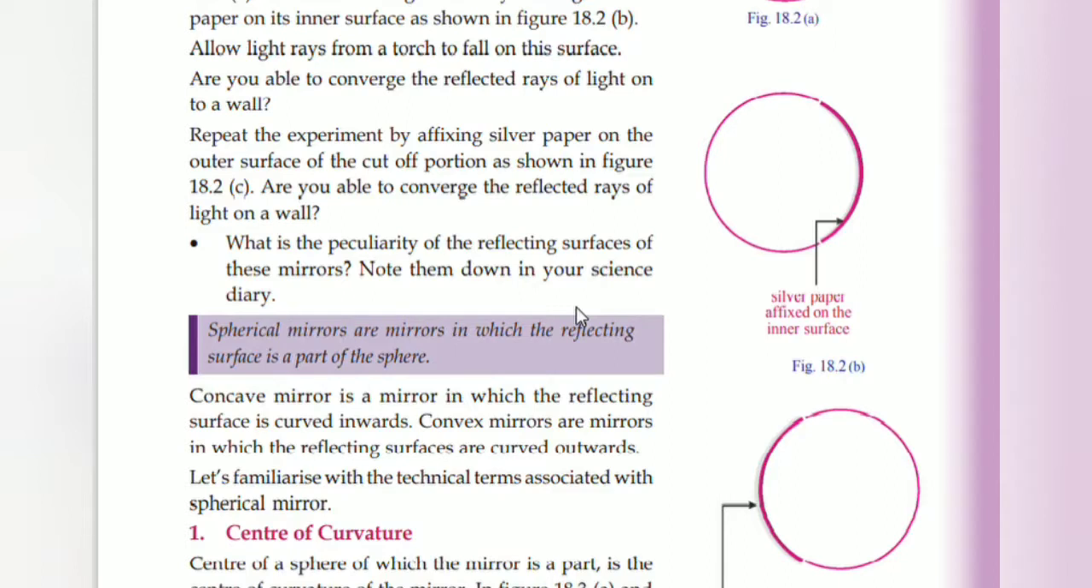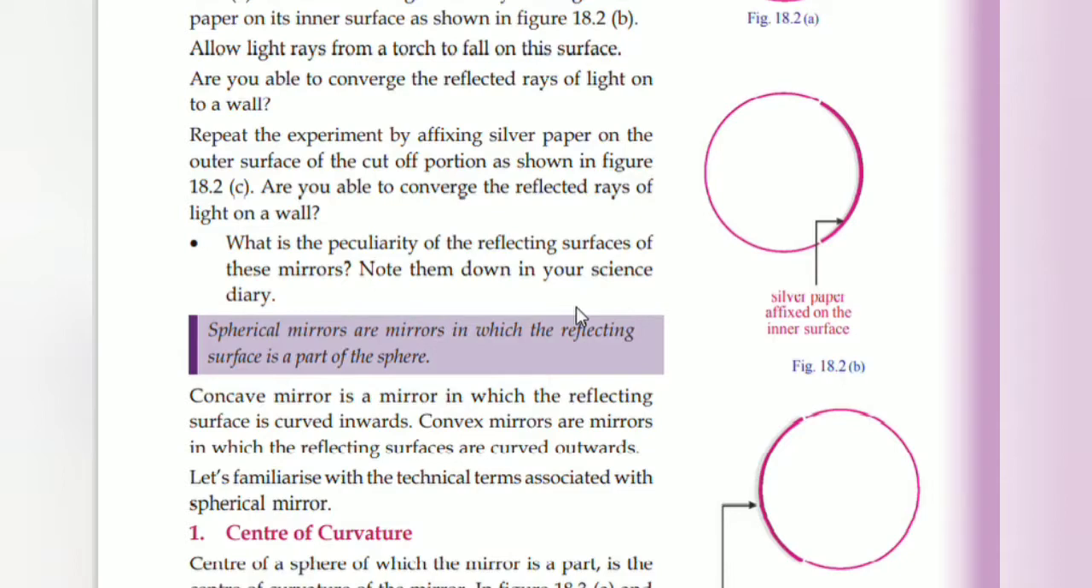A concave mirror is a mirror in which the reflecting surface is curved inwards. Convex mirrors are mirrors in which the reflecting surface is curved outwards. Concave is curved inwards and convex is curved outwards.